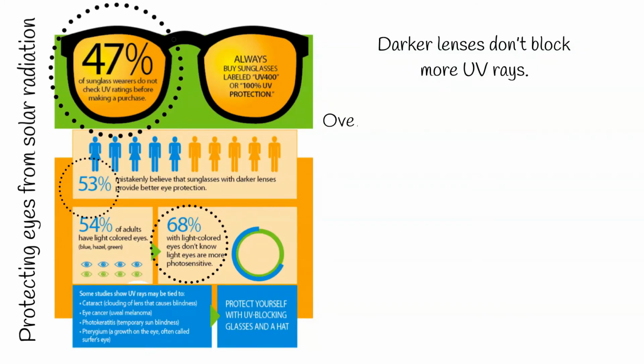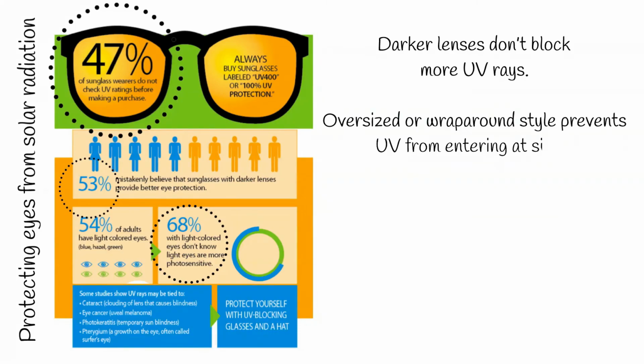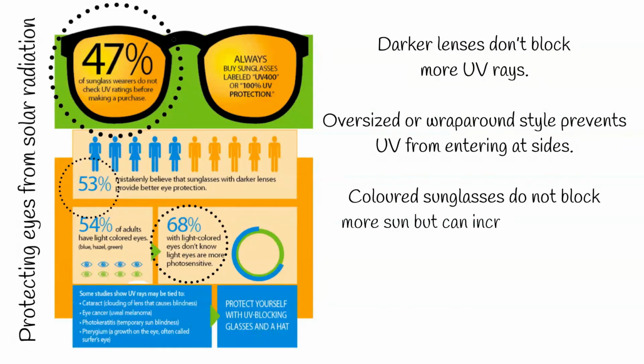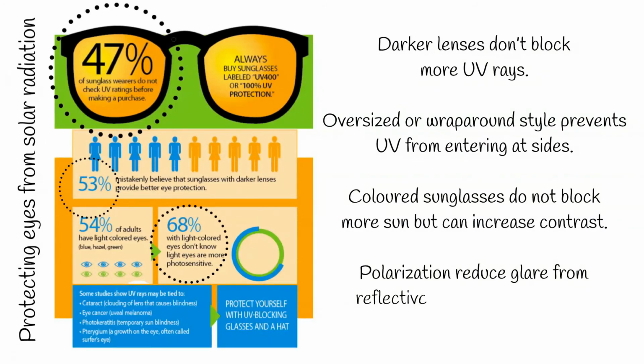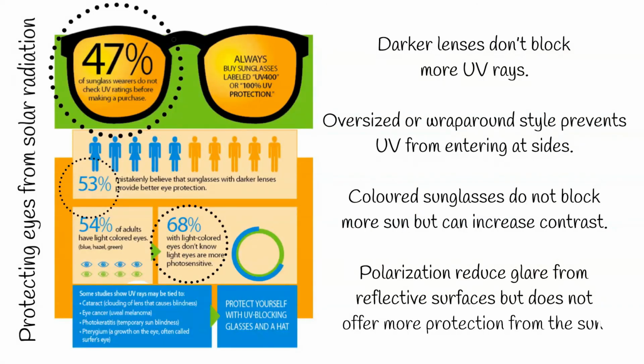Darker lenses don't block more UV rays. Oversized or wrap-around styles prevent UV from entering at the sides. Colored sunglasses do not block more sun, but can increase contrast. Polarization reduces glare from reflective surfaces but does not offer more protection from the sun.